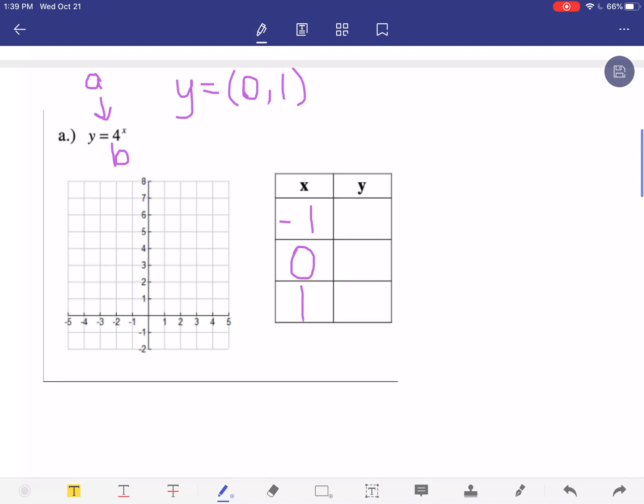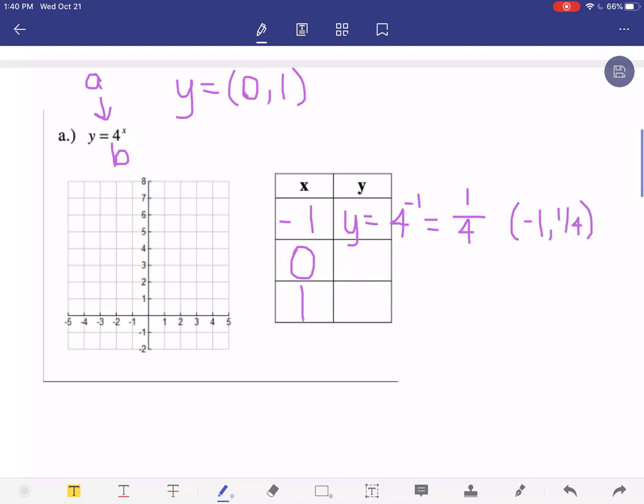So if I plug -1 in, y equals 4 to the -1 power. Do you remember what happens with a negative exponent? Move it to the denominator. So that will put our 4 to the first power on the bottom. So flip it over like your reciprocal and you get 1/4. So the ordered pair for that is -1 and 1/4.